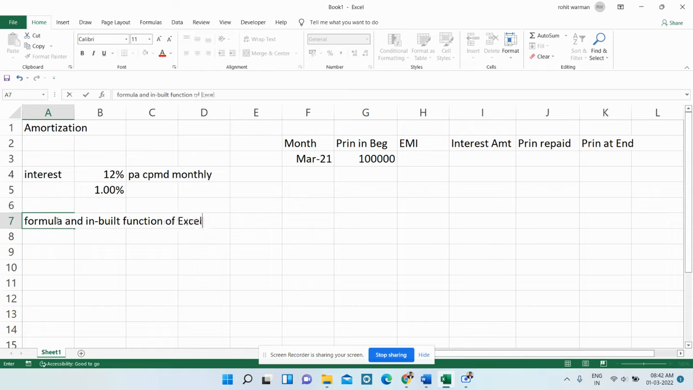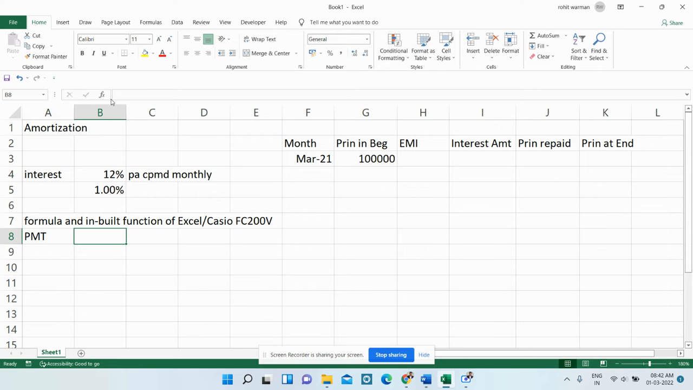So I'll use Excel or a financial calculator, for example the Casio FC 200V, or if you are using Texas Instruments, in that also you will find the PMT function. First I will go with the inbuilt function. It is a short form known as PMT. PMT stands for periodical payment. So if you see EMI, it is a periodical payment.